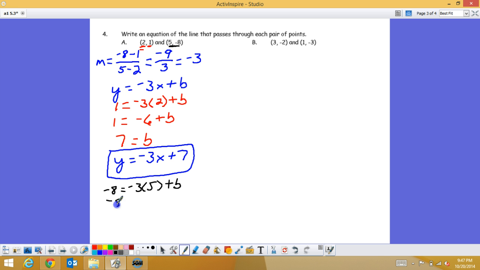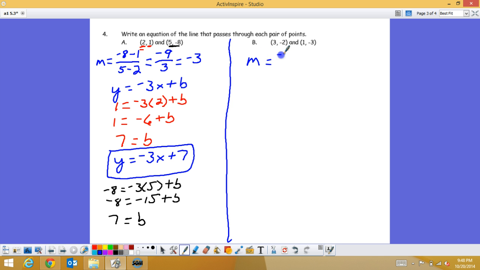So first we multiply the -3 times 5, which is -15, plus the b. And to get the b by itself, you would add 15 to both sides, and -8 plus 15 is in fact 7. So we get 7 no matter which point we choose. So it doesn't matter which point you choose, you will get that y-intercept. Now, in part b, once again, we're going to find the slope of this line.